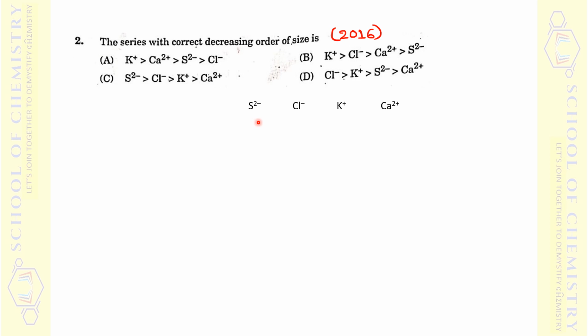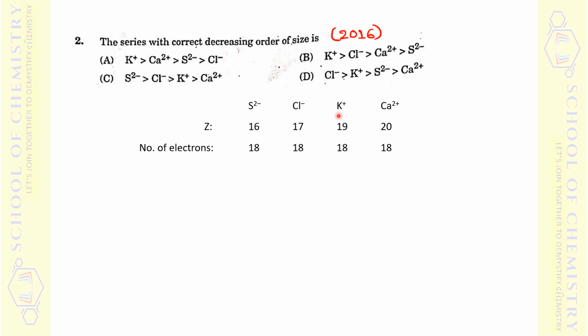If you look at these species, S2 minus, Cl minus, K plus and Ca2 plus, the first thing that should come to our mind is that these four species are isoelectronic species. If you count the number of electrons present in all these four species, it comes to 18. I have just given Z for reference. Z, the atomic number, is different, but because of the charge here, 16 electrons from sulfur and 2 minus charge, totally it makes 18. Similarly for Cl minus, 18 electrons.